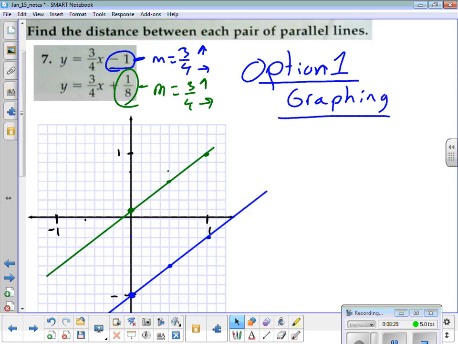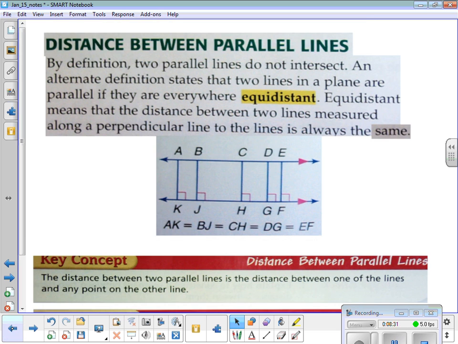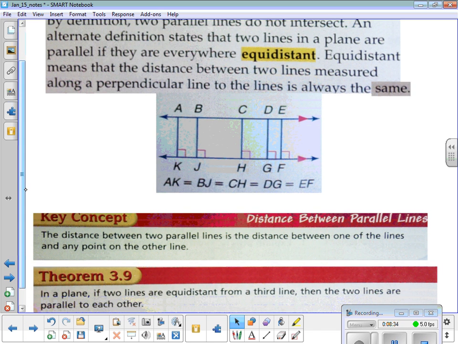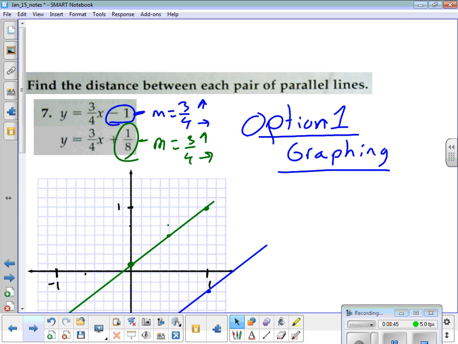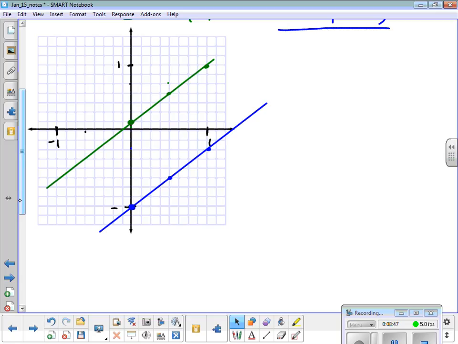Well, according to the theorem, let's go back to that theorem or that key concept here. The distance between two parallel lines is the distance between one of the lines and any point on the other line. So any point on that other line is going to work. So that means I can do the distance from the green line to any point on the blue line. And that may not be a bad idea. Let's use this point because it's right at a corner and we already know what that value is and we can work it through. Or we can use any point along this.